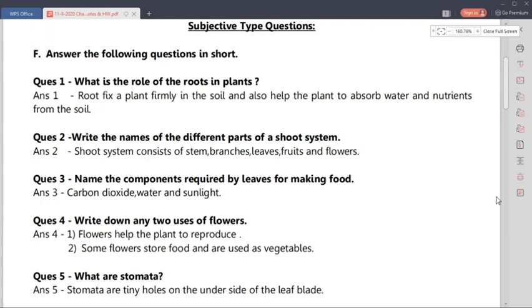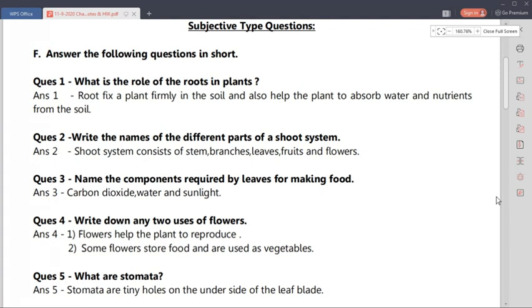Second question is, write the names of the different parts of a shoot system. Shoot system consists of stem, branches, leaves, fruits and flowers. Now third question. Name the components required by leaves for making food. Answer is carbon dioxide, water and sunlight. Fourth question is, write down any 2 uses of flowers. Answer is, flowers help the plant to reproduce. Some flowers store food and are used as vegetables.